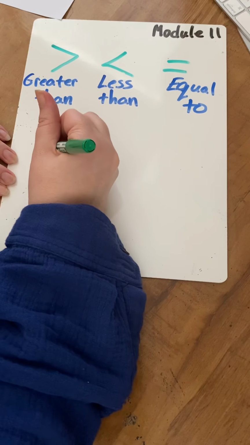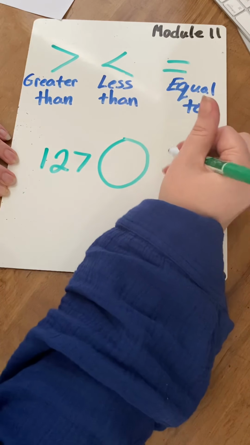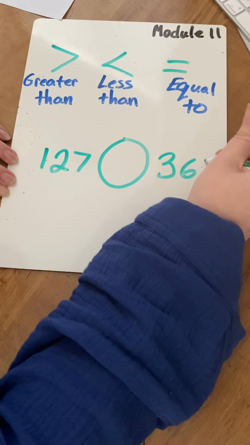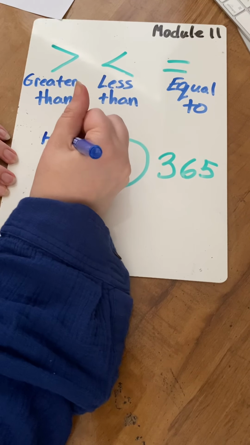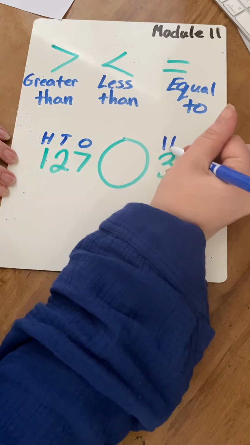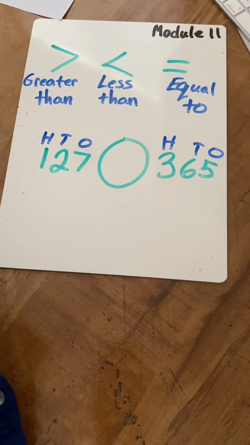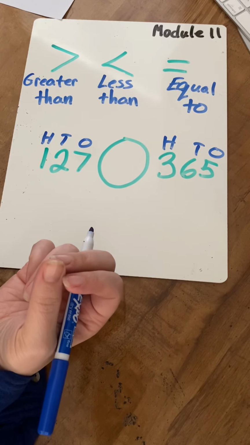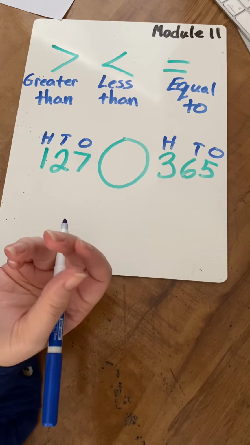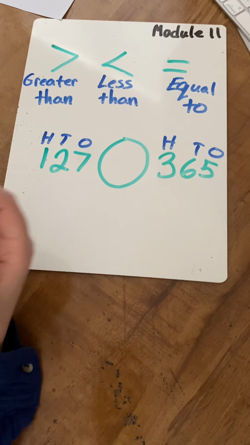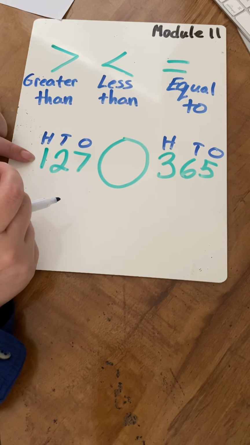Friends, please go ahead and write down 127 compared to 365. Now, the first thing I'm gonna do is put my HTO on top, hundreds, tens, and ones. Now, I have to start with my greatest place value, the place value that's really worth the most. What is that? Is it the ones? Is it the tens? Is it the hundreds? It's the hundreds.